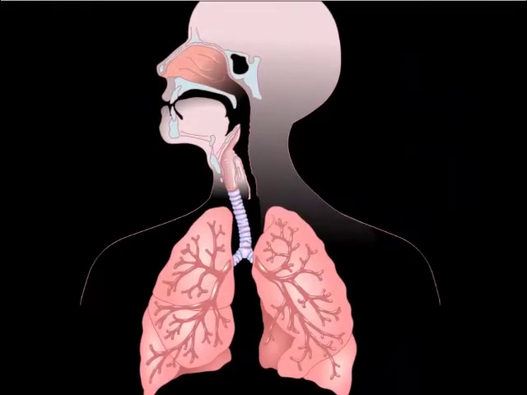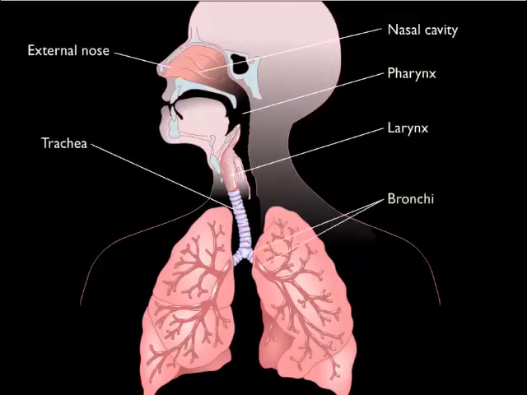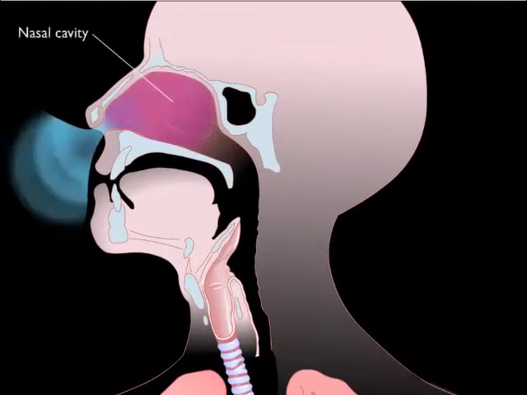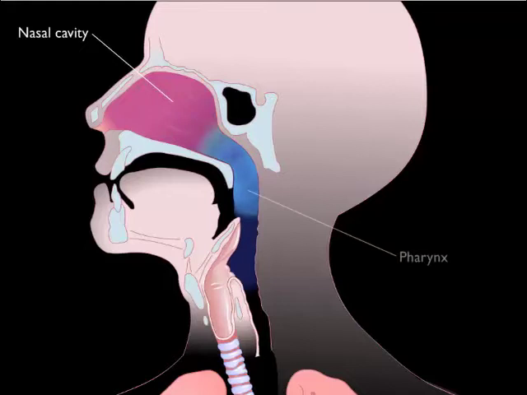The upper respiratory tract consists of the external nose, nasal cavity, and pharynx. The lower respiratory tract includes the larynx, trachea, bronchi, and lungs. Inhaled air enters the nasal cavity where it is cleaned, warmed, and humidified on its way through the pharynx, a shared region of the respiratory and digestive systems.